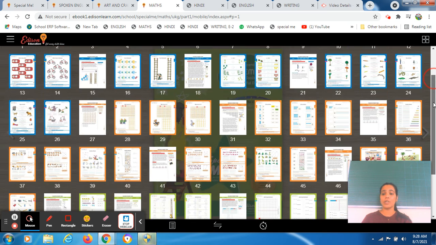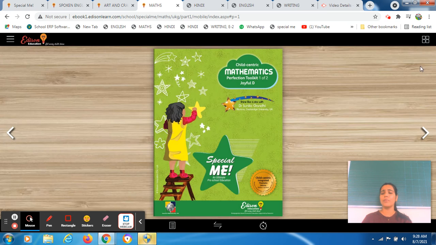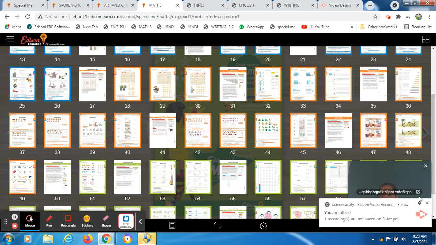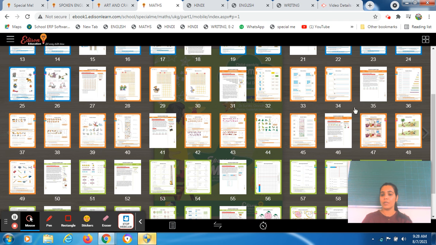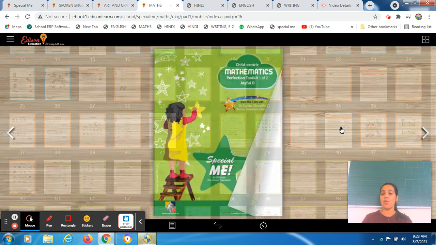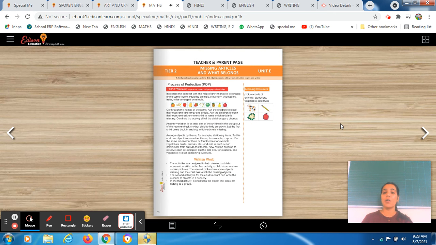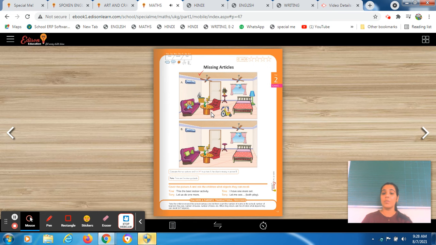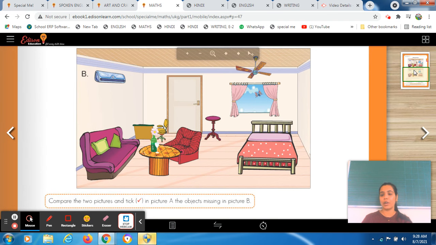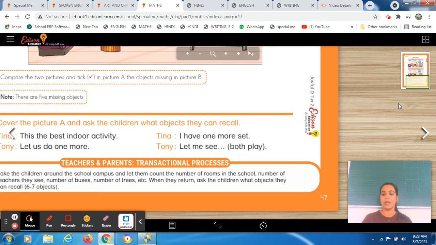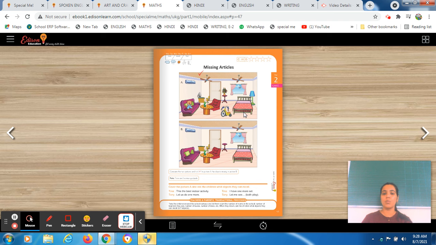So today the worksheet which I am going to introduce you is a fun-filled worksheet and you must like this worksheet. I'm damn sure. So please come on page number 46. Students, today we are going to start with a new unit, that is unit E, and here the caption is missing articles and what belongs. So please turn your page around. Now you will come on page number 47. It will look like this. The number is mentioned below. It's your page number 47, right?